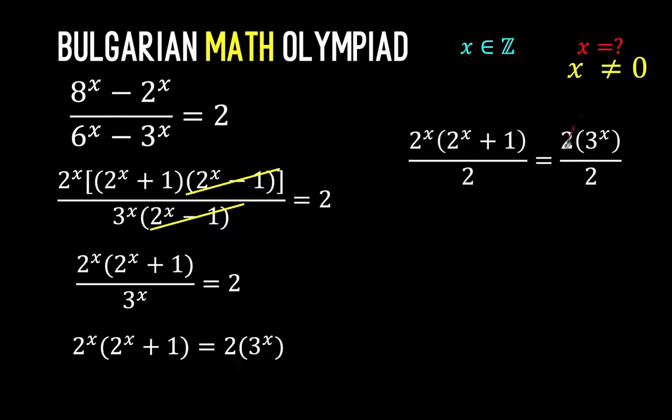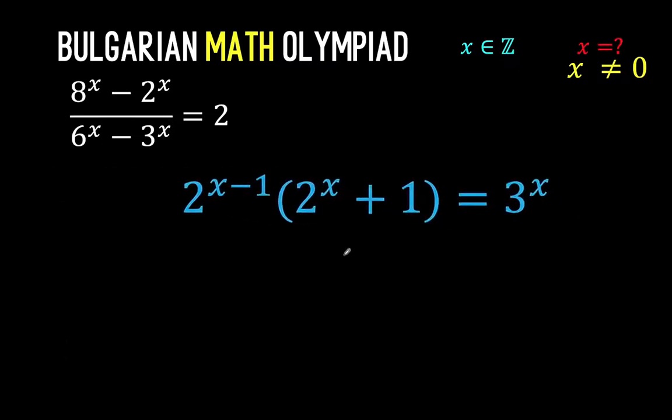So this 2 divided by 2 is 1. We do not write the 1 anymore. Then 2^x divided by 2 is 2^(x-1). And we copy all the rest. This is now the form that we are going to analyze. So let's analyze its parity. Let's remember that x is an integer.